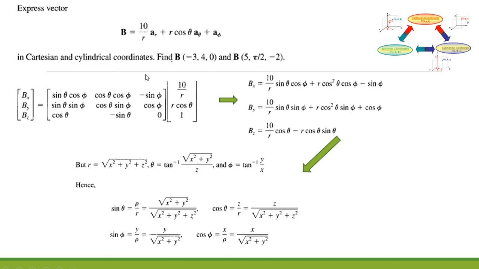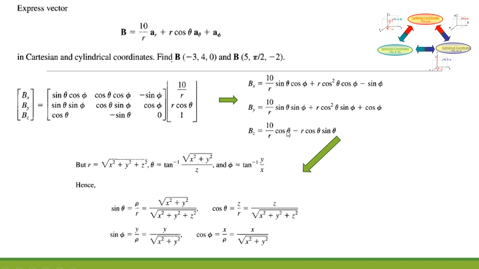This is the matrix, manipulating the matrix. So write down this matrix, and here the first component is 10 by r, the second component is r cos theta, and the third component will be 1. On multiplying this, the first line will be this one, for the second line we get this equation, and for the third line we get this equation.